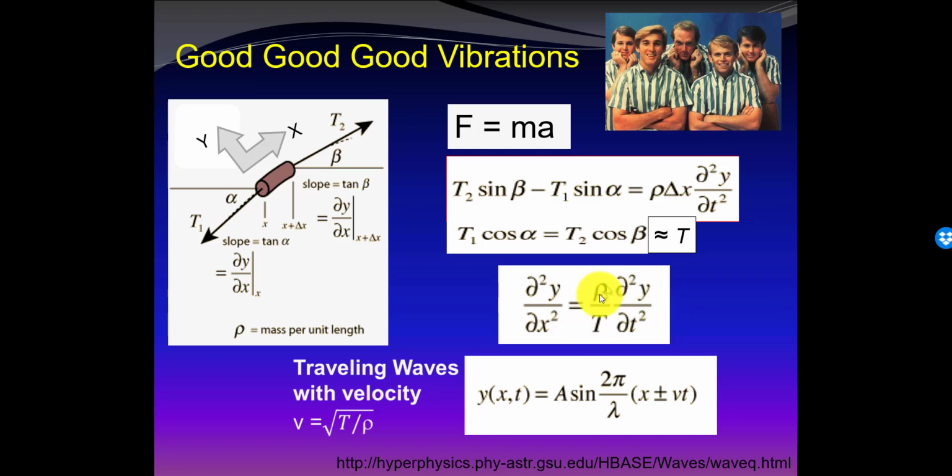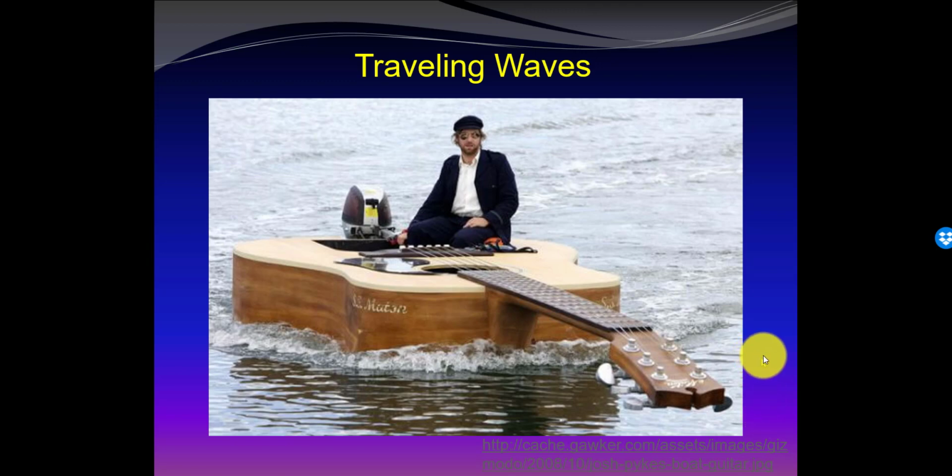A solution to this wave equation is well known, and it's a sinusoidal wave, a traveling wave, which changes as a function of either position or time. So position, if you stay in one place, you will feel a sinusoidal oscillation up and down. Or if you fix the time and take a picture of a wave, then you will see that wave changing as a function of position. So let's talk about traveling waves.